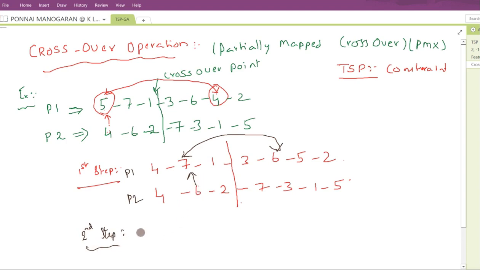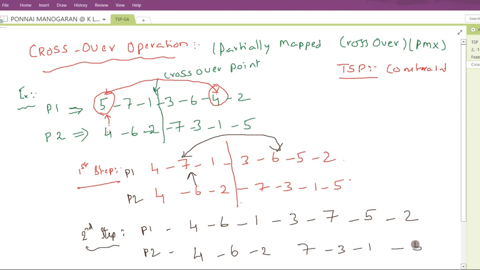So in the 2nd step, this 6 will be transferred. So P1, P2. 7 will be swapped with the 6 location, and 6 will be transferred. So you will get something like this: 3, 7, 5, 2, and again you will have 4, 6, 2, 7, 3, 1, 5. So we have successfully transferred the 6 also. Now the final thing is, until this position we have to perform the crossover.